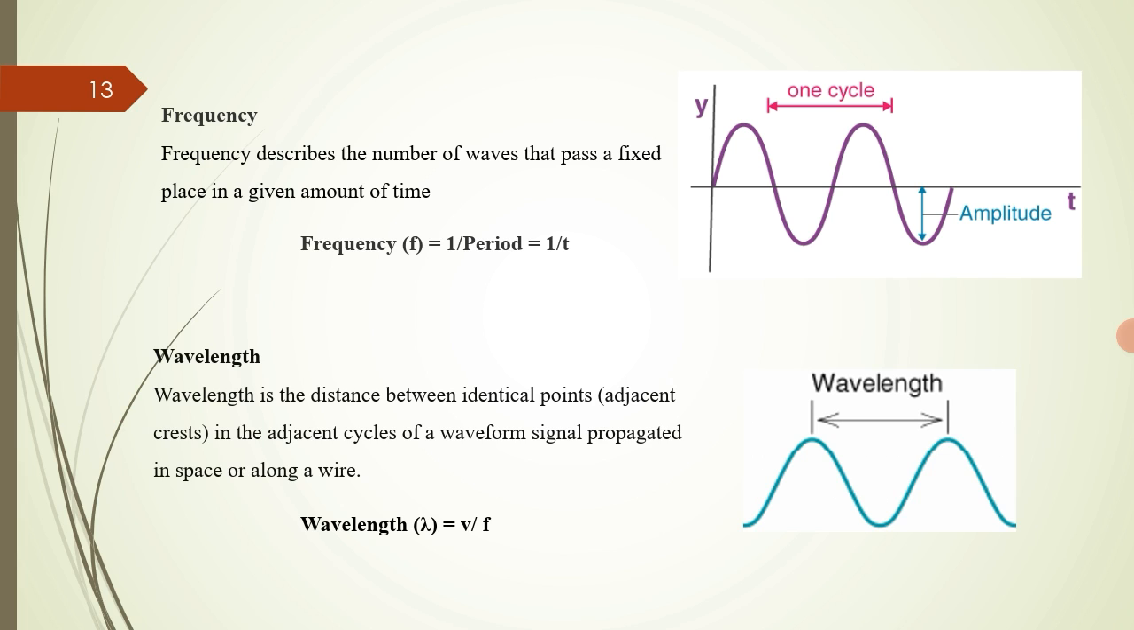Correct. So wavelength is inversely proportional to frequency but directly proportional to the velocity of that particular signal, right? So we can define wavelength as the distance between identical points in adjacent cycles of a waveform, which is propagated in space or along a wire, whatever it is. So here the two diagrams represent how we can define a frequency and also how the wavelength can be defined, right? So here the wavelength is directly proportional to the velocity of that particular signal and inversely proportional to the frequency of that signal, right?